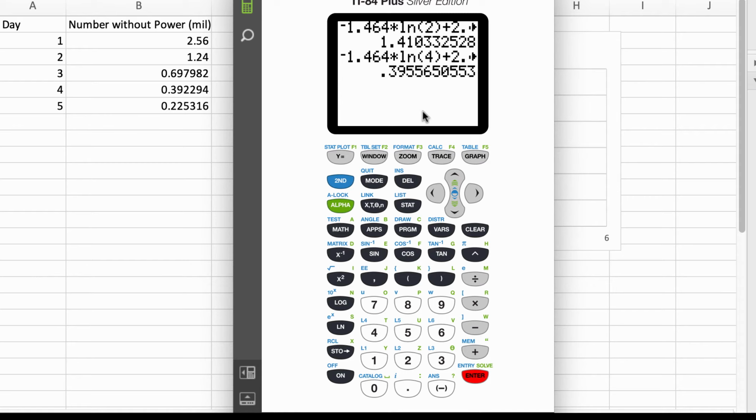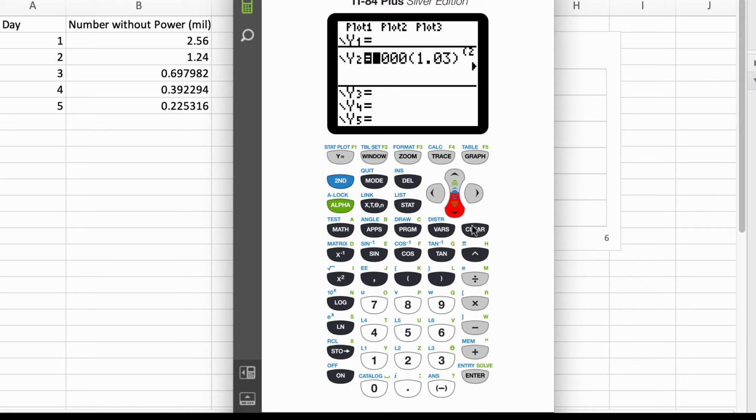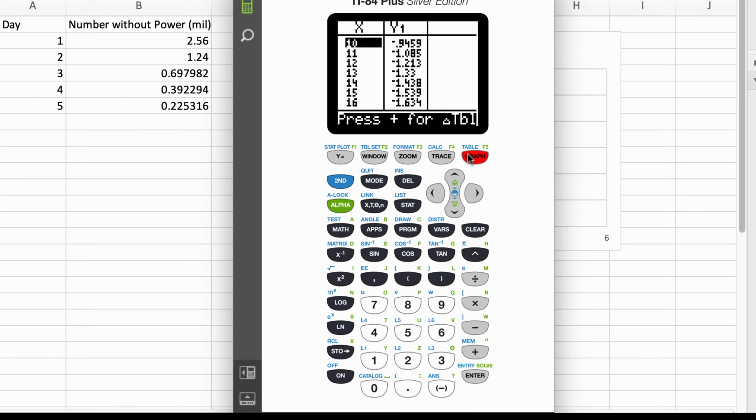Okay, the last thing we're going to do is use the model to estimate numerically when there are fewer than 1,000 customers without power. So numerically means we're going to use the table. So into y equals is where I'm going to go. And again, I have negative 1.464, the natural log of x plus 2.4251. Second, and then the graph key.